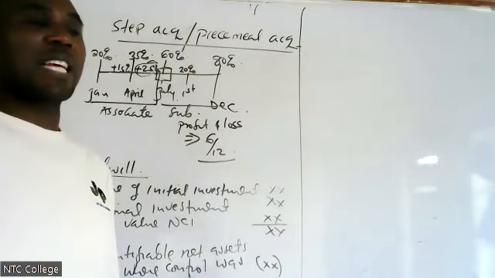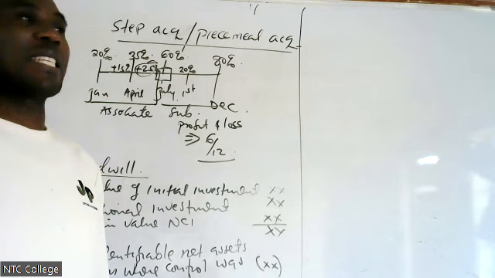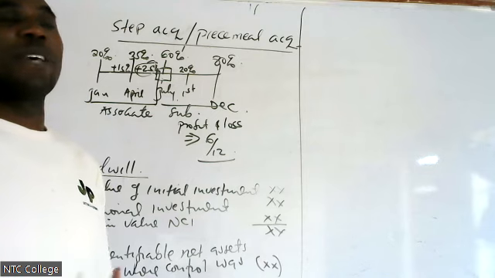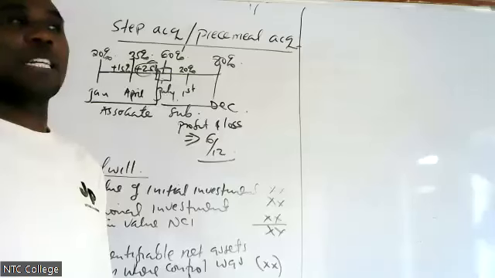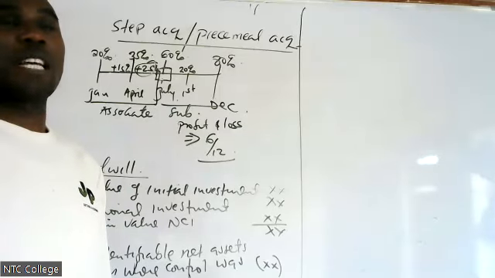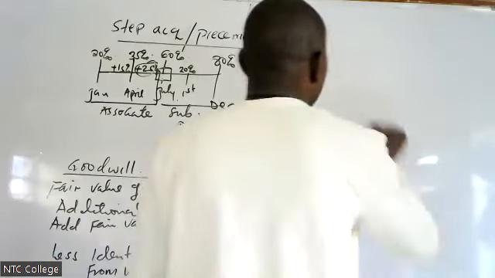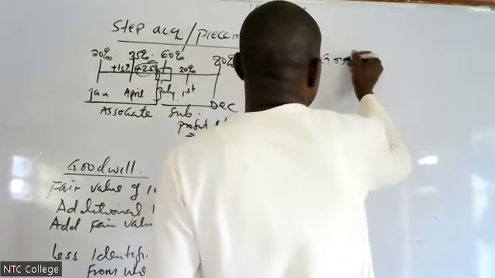Therefore, the examiner wants us to prepare goodwill in a step acquisition. Remember, first we acquired 40%. Then we added additional 35%. Therefore, it became the subsidiary of 75%. Therefore, the examiner will want us to compute goodwill. Let's compute the goodwill in this case.